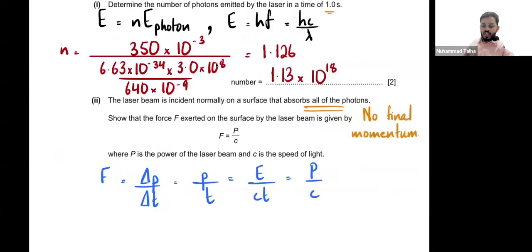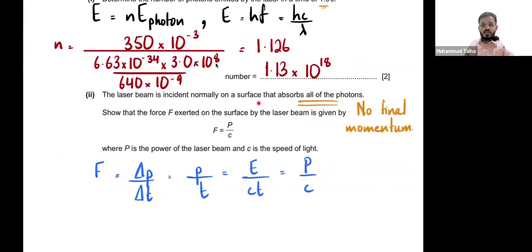Part 2, the laser beam is incident normally on a surface that absorbs all of the photons. So the photons cease to exist after they strike the surface. Show that the force F exerted on the surface is given by this equation where P is the power, c is the speed of light.